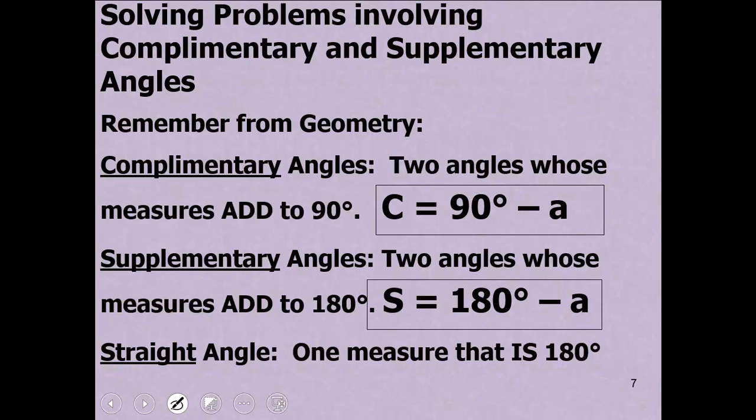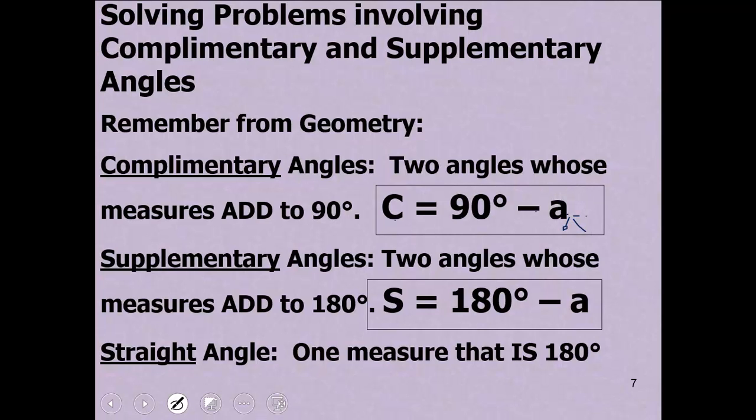Now, this is a review of geometry. So, we're going to solve problems that involve complementary and supplementary angles. Complementary angles are two angles whose measures add up to 90 degrees. So, if you know the measure of an angle, its complement has to be 90 degrees minus the angle that you're given.